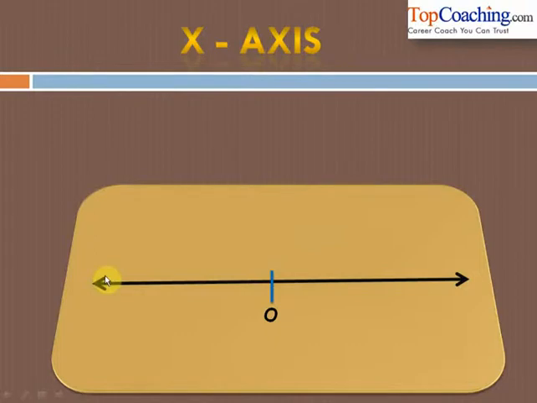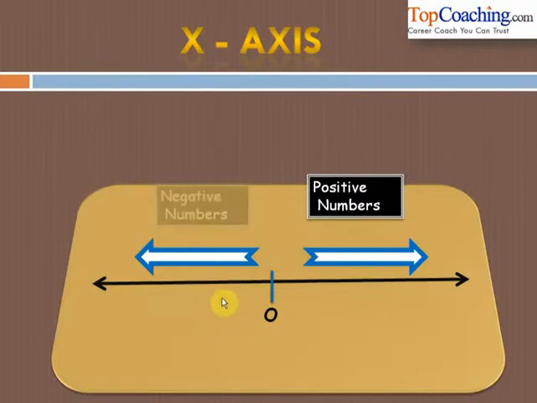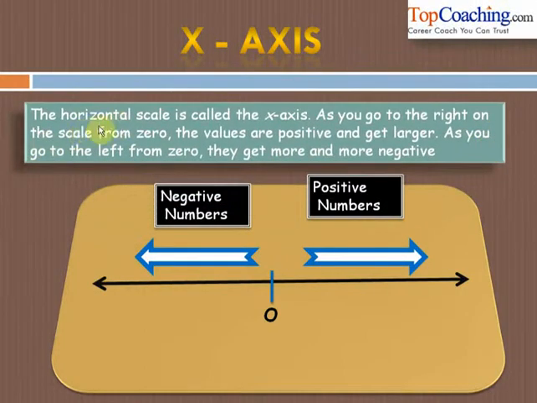We can think of x-axis as a horizontal line having all the real numbers on it, and this being the 0. So all the numbers towards this side are positive numbers, and all the numbers towards the left side of 0 are negative numbers. So x-axis has positive numbers on the right hand side of the 0, and it has got negative numbers on the left hand side of the 0. So this is the x-axis. So the horizontal scale is called as the x-axis.